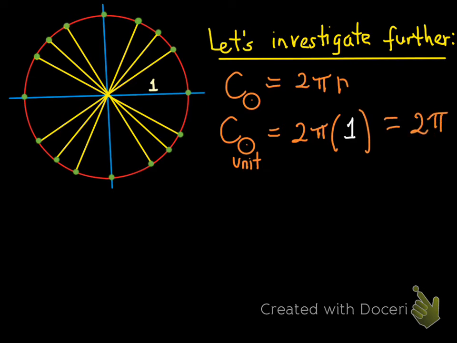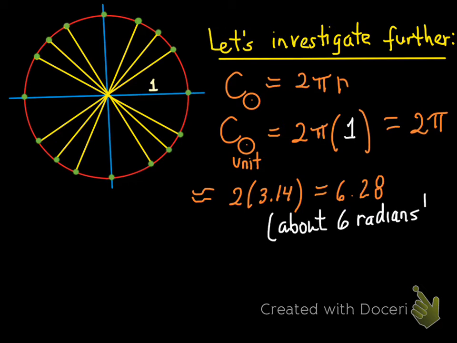2 pi. Let's think about this further. 2 pi is equal to 2 times about 3.14. That leads us to about 6.28. I'm curious to know, what number did you get when you contemplated how many radians would be required to go all the way around the unit circle? Maybe you said it was somewhere around 6. That would be an impressive educated guess. Know that 6.28 is about 6 radians.